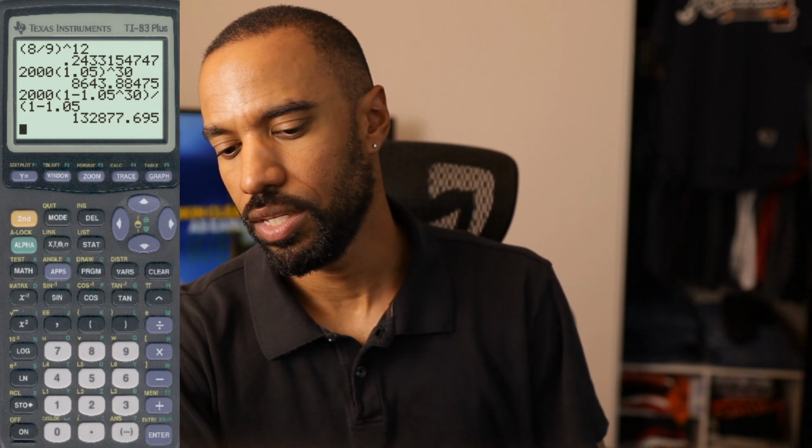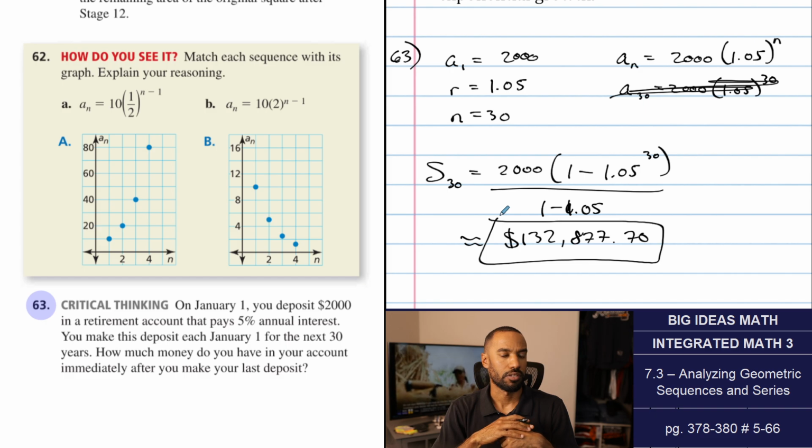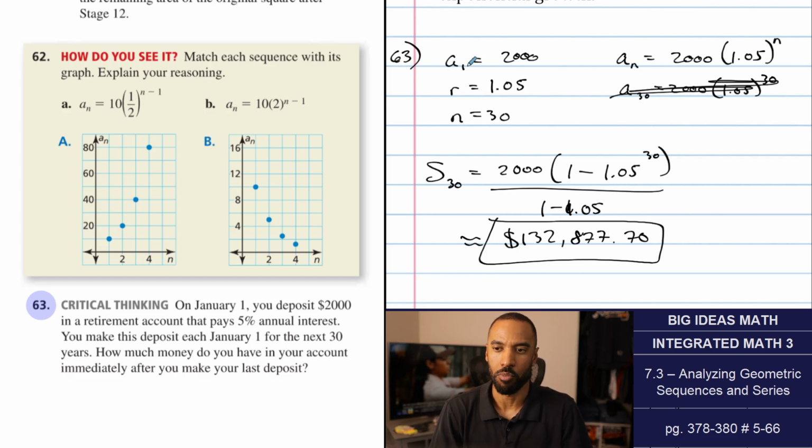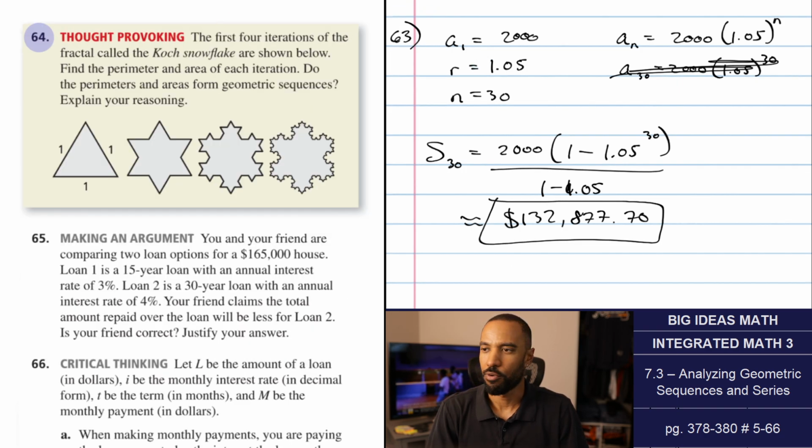Sorry, I'm writing it. 70 cents. If I just did it straight up, if I did $2,000 a year for 30 years, that would be about $60,000. So that interest really helps build up. You get more than double your money from that, which is cool.